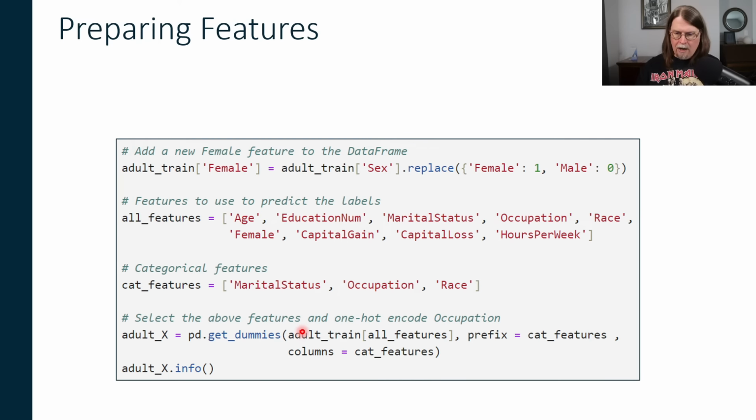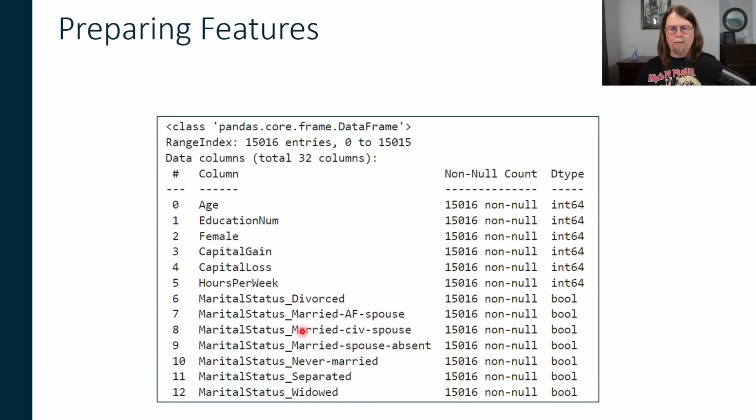And what I'm going to show you now is some of the results. Okay, and what you can see here is these features will remain unchanged because they're numeric features, so they don't need to be one-hot encoded. Female here, 1s and 0s, no big deal. And then over here, we can see marital status divorced, marital status married, armed forces spouse, married civilian spouse, married spouse absent, so on and so forth, right?